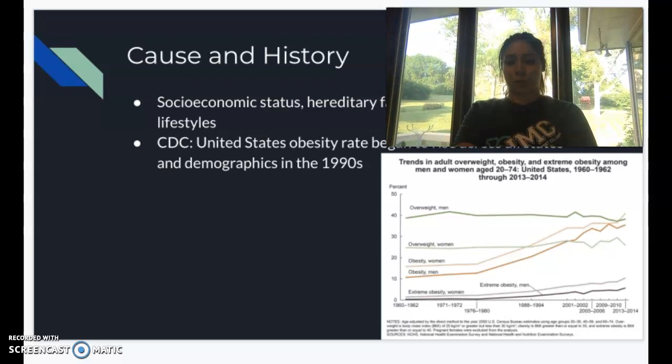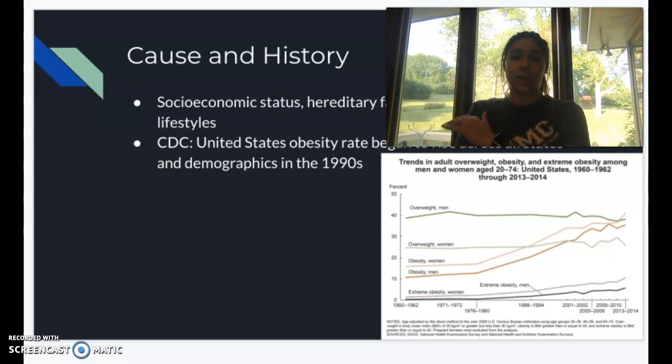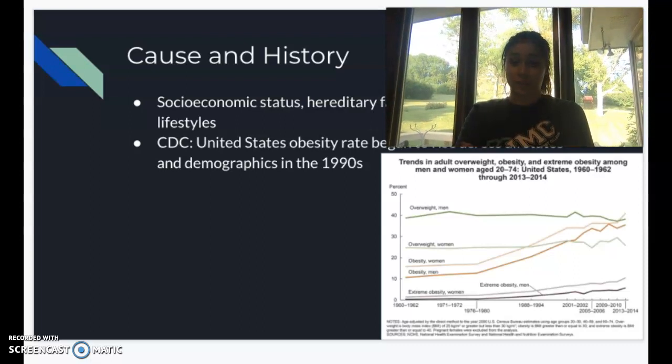So, if there was one easy cause for any kind of obesity, we would be a lot healthier of a nation and of an area. But causes of maternal obesity are similar to those of general obesity. The risk factors include socioeconomic status, hereditary factors, and then mostly sedentary lifestyles. According to the CDC, the United States obesity rate really began to be on the rise in the 1990s.